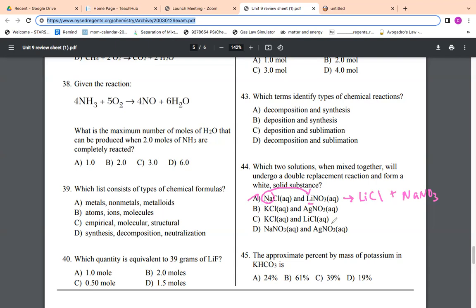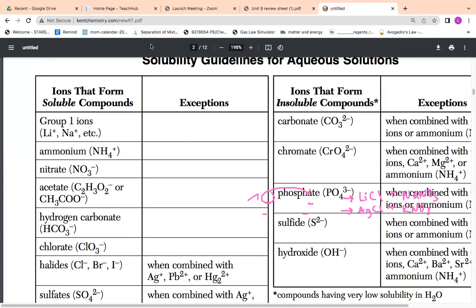B, we have to, again, first figure out what our products are going to be. So we are going to have potassium and silver switch. So the silver is going to take the place of the potassium. So Ag will be with Cl. So we've got silver chloride. And we're going to end up with potassium nitrate. Now let's go back here. Again, our 2 products here are AgCl and KNO3. Now, potassium is also in group 1. So it's in this section.